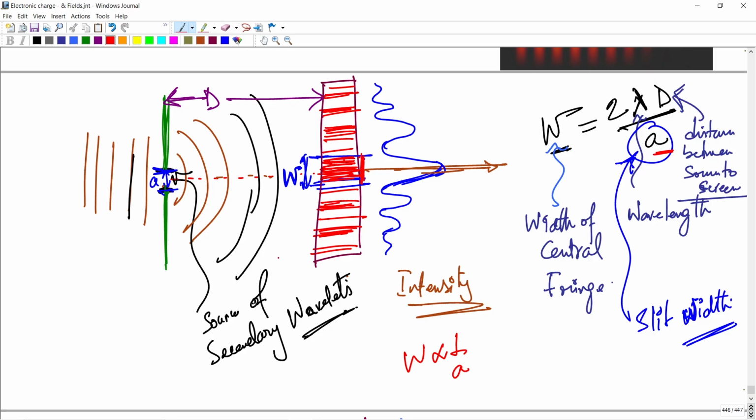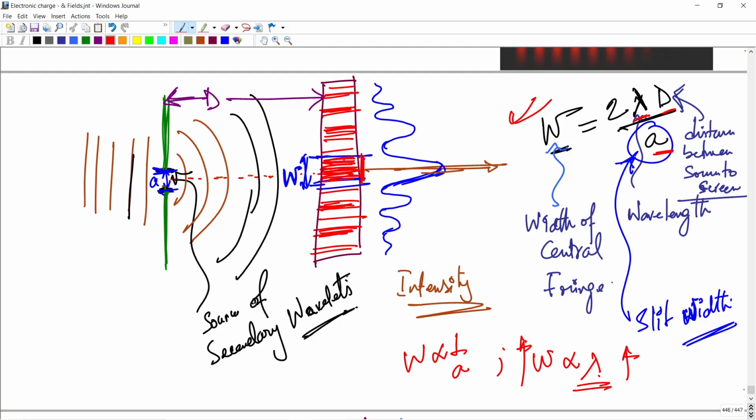Okay, and here, W is very high means lambda is also very high. And if the screen is very far, D is also very high, so obviously W is very high. Here we get some common concepts from the equation: W is inversely proportional to a, and W is also directly proportional to lambda. If the wavelength is high, the central fringe width is also high.